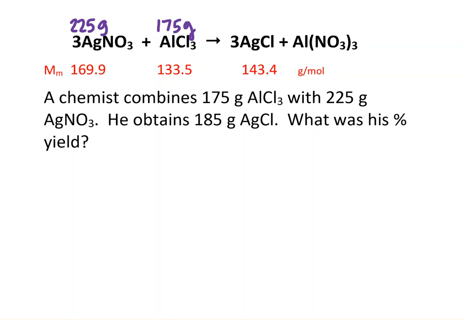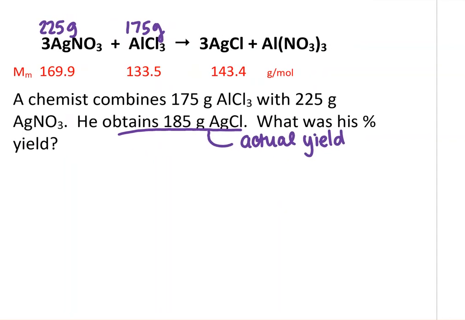The next one, it looks like I already have the amount of product. But you see that this is not calculated. We didn't get this number by calculating from the amounts. This is how much the chemist actually got in the lab. So this is an actual yield. And then just problem solving skills. We're supposed to find the percent yield.